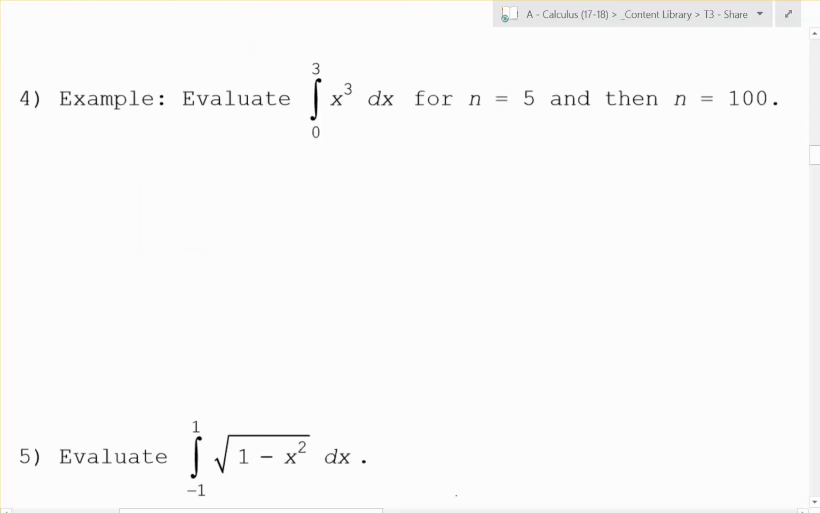So let's say we wanted to do this one. We're going to evaluate the area under the curve, the integral of x cubed from 0 to 3. Now we could make a table, so let's do that.